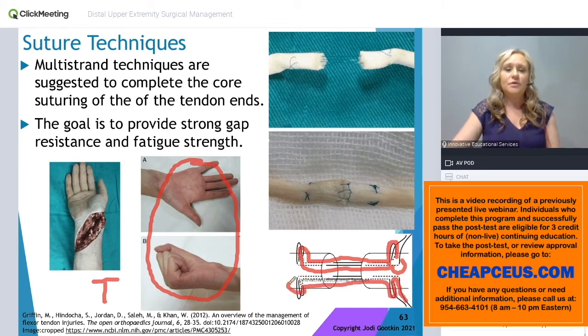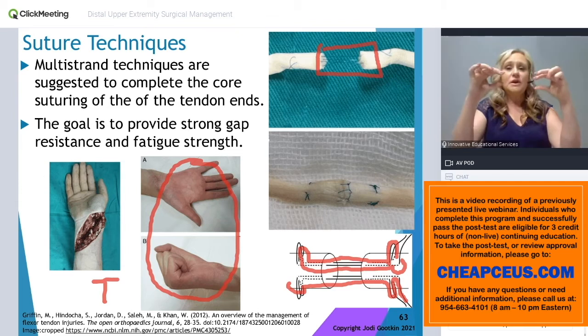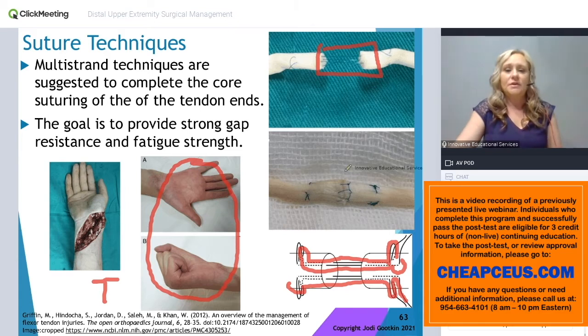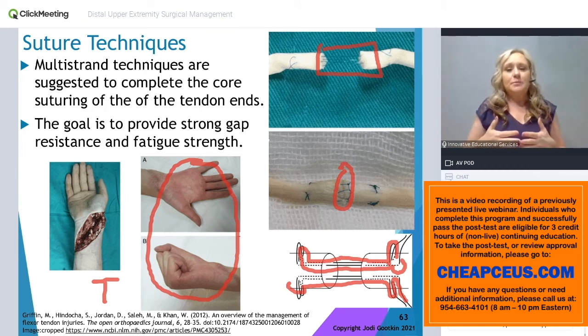And they end up creating, if you look at the top image here, I'll put a box around it, it's kind of like a little box technique. So then when they pull the ends of the sutures, it draws that tendon together. And then here, they'll do additional running stitch around it to secure it further. The amount of gap resistance is predicated upon how many different strands the physician is using, and you'll see that it creates this little box to give stability to it intrinsically.